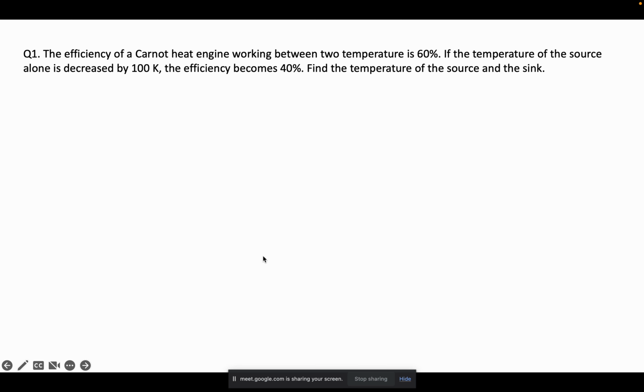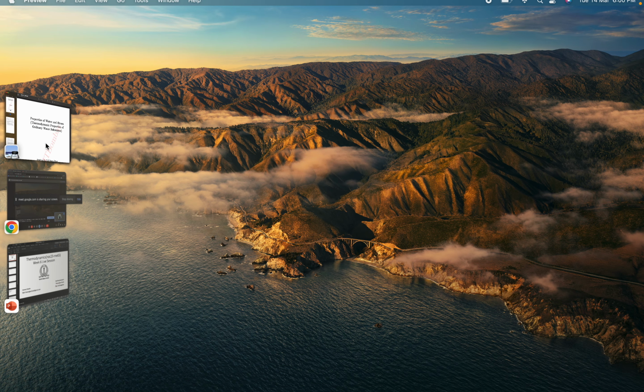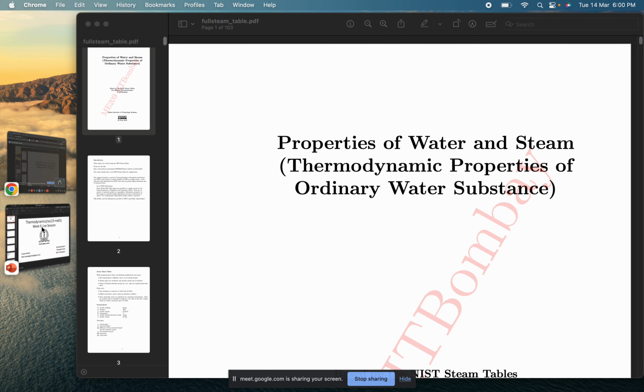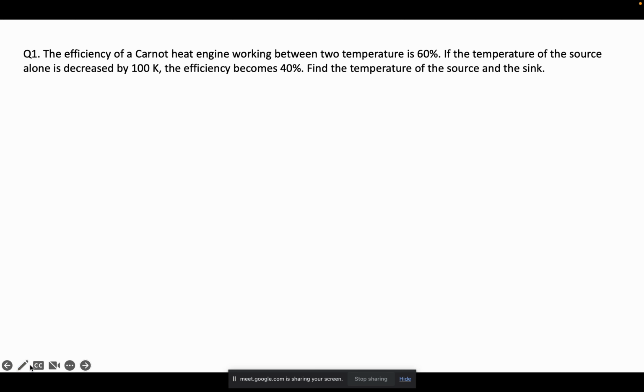Okay, so the first question is: the efficiency of a Carnot heat engine working between two temperatures is 60%. Now, if the temperature of the source alone is decreased by 100 Kelvin, the efficiency becomes 40%. Find the temperature of the source and then that of the sink. So you have to find the temperature of the source and of the sink. So what is it telling?